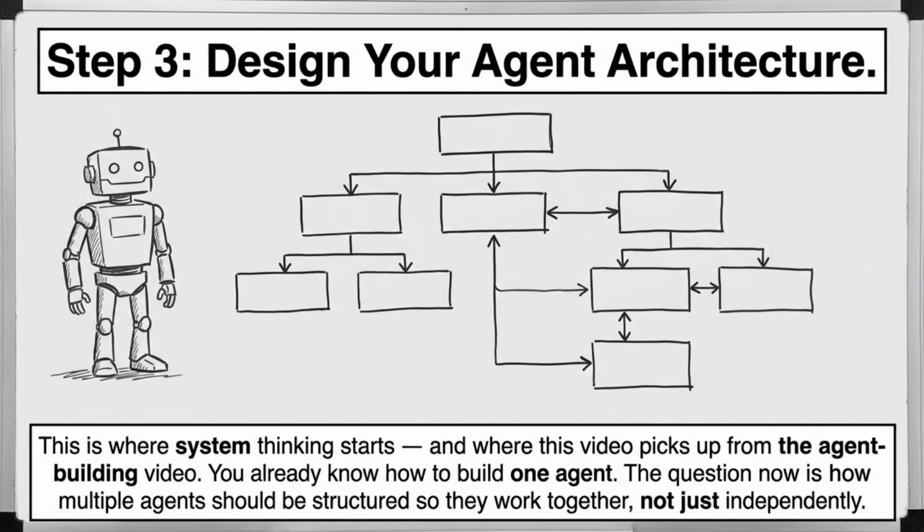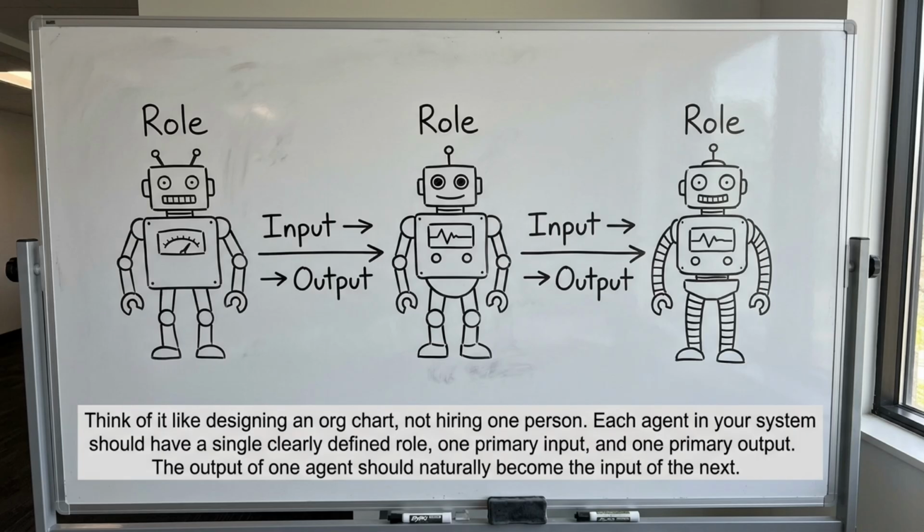Step 3. Design your agent architecture. This is where system thinking starts and where this video picks up from the agent building video. You already know how to build one agent. The question now is how multiple agents should be structured so they work together, not just independently. Think of it like designing an org chart, not hiring one person. Each agent in your system should have a single, clearly defined role, one primary input, and one primary output. The output of one agent should naturally become the input of the next agent.